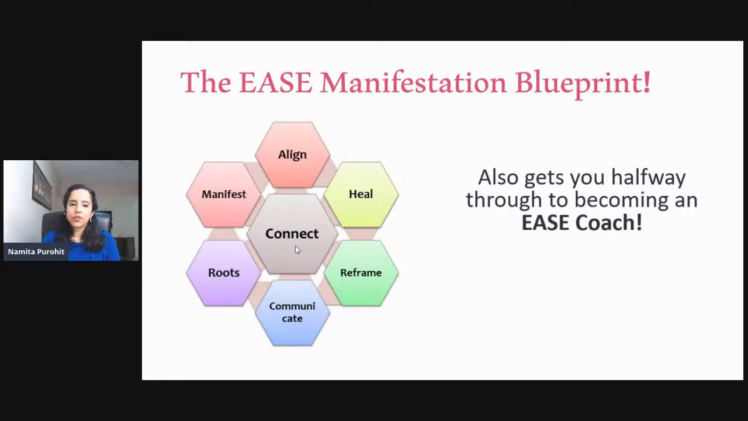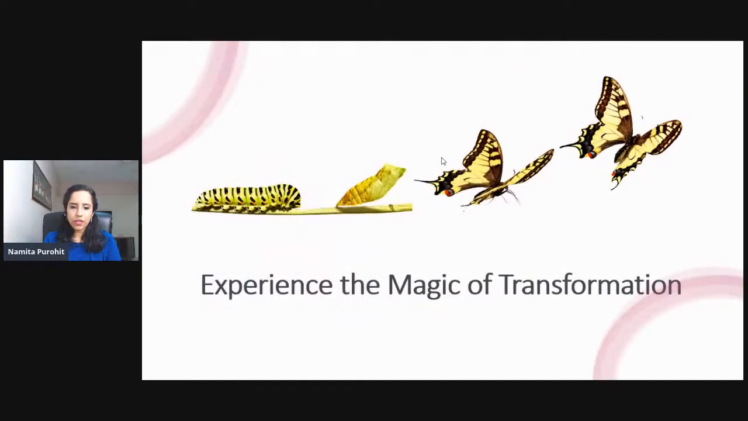And for those of you doing this Manifestation Blueprint, if someone does this whole thing, they have also done halfway of their journey of becoming an Ease coach. So at any time you decide, wow, I'm liking this, I want to be a coach myself, all these credits transfer to the coaching program that I have, and I do have a lot of coaches coming out from the Ease Academy, Ease Coach School. So that's the beauty of this program. You experience the true magic of transformation.